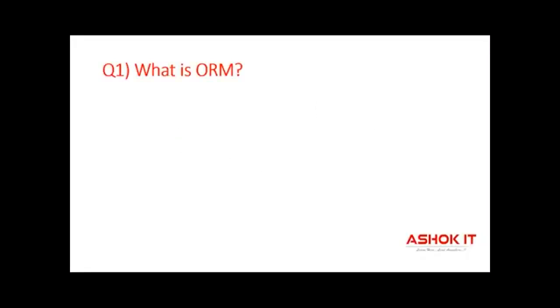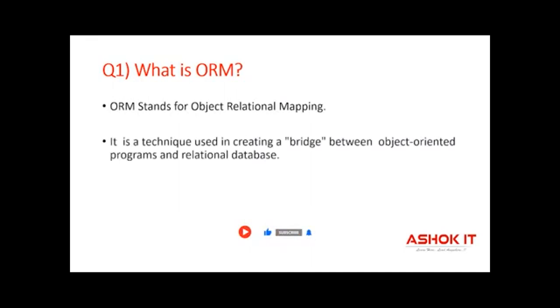First question, what is ORM? ORM stands for Object Relational Mapping. The meaning here is that we have to perform every operation in an object-oriented manner. ORM is also a technique that connects our application, a Java application, that is object-oriented programming, to a relational database. So here it can be an Oracle database or a MySQL database, that is the relational database we are going to use.